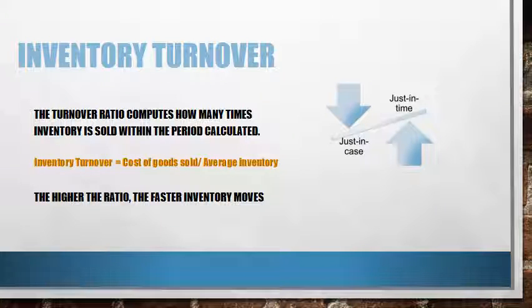Now let's move our attention to the inventory turnover ratio. What is the inventory turnover ratio? It computes how many times inventory is sold within the period calculated. For example, if I'm calculating within a year, then it will compute how many times my inventory turns over within that year, which would be like 365 days. It's computed by dividing cost of goods sold by the average inventory. We will see an example later. The higher the ratio, the faster inventory moves. In an ideal situation, we do not want to see inventory just sitting around. We want inventory moving as quickly as possible.